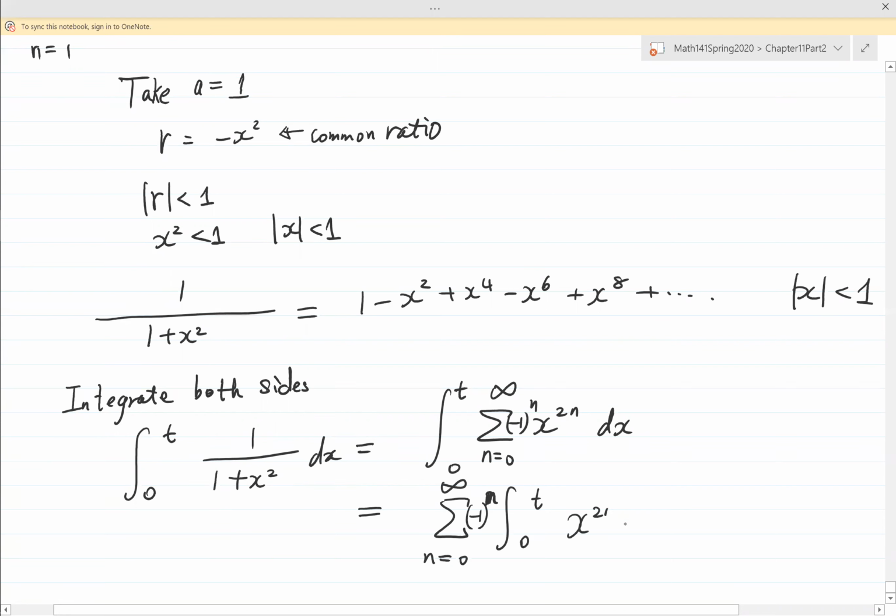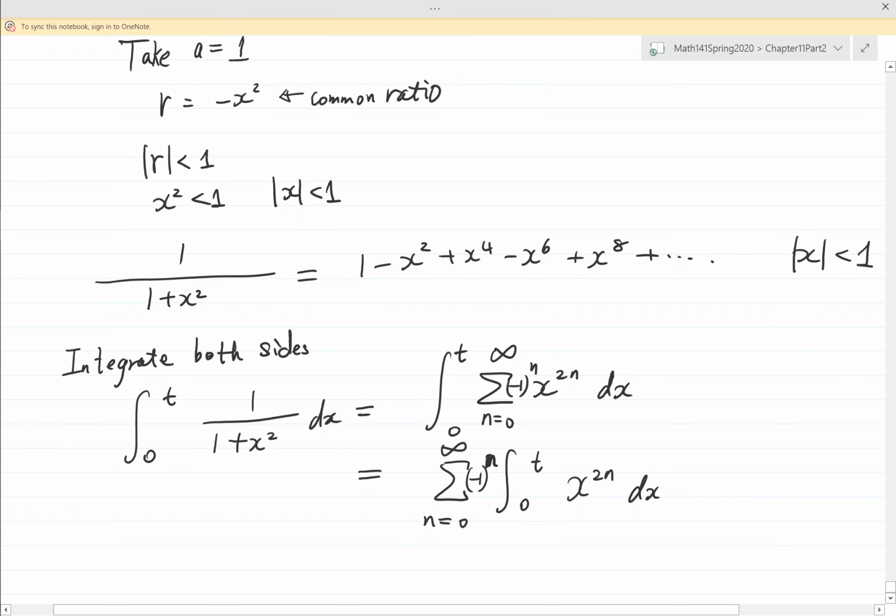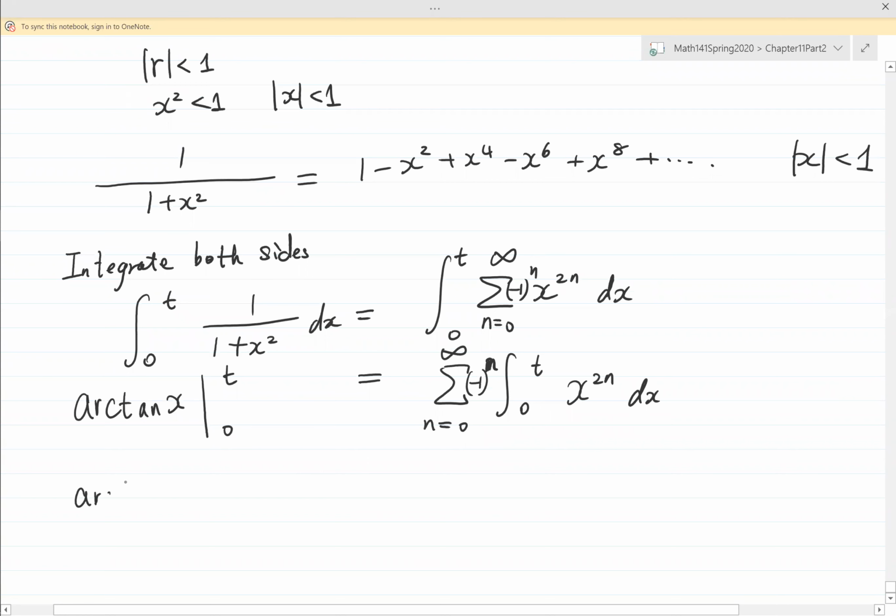The integral of x to the power 2n dx. Now, the left side, remember, we check the antiderivative table. This is actually arctangent. Remember the arctangent derivative, from 0 to t. We apply the fundamental theorem of calculus, or the Newton-Leibniz formula. So you get arctan of t minus arctan of 0.